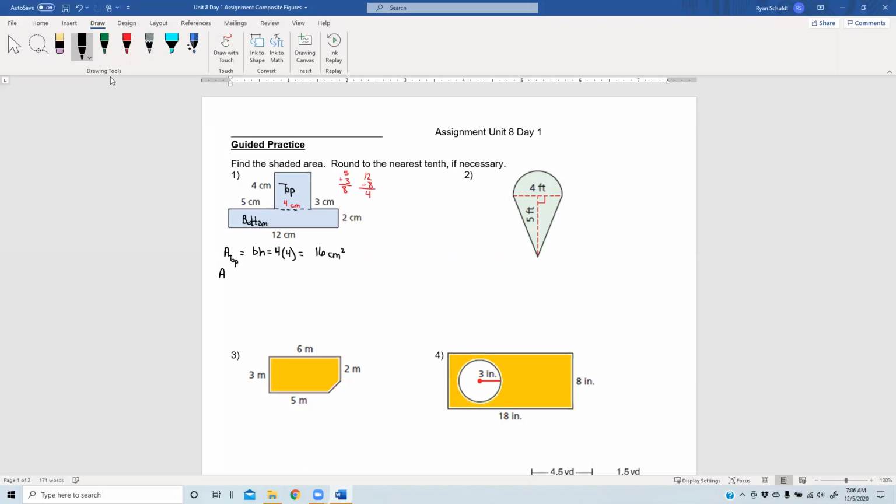Now we want to get the area of the bottom. That's another rectangle. So base times height. Base is 12. Height is 2. 12 times 2 is 24 centimeters squared. And to get the total, this time we want to add them. So 16 plus 24 is 40 centimeters squared. This is the area of the total shape.